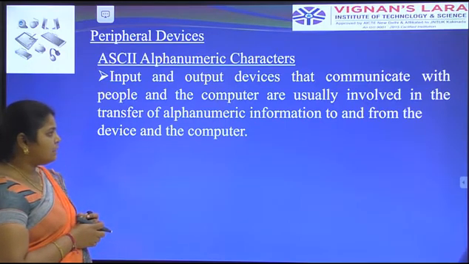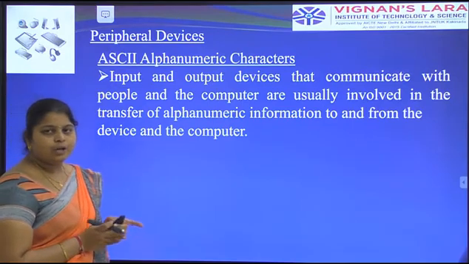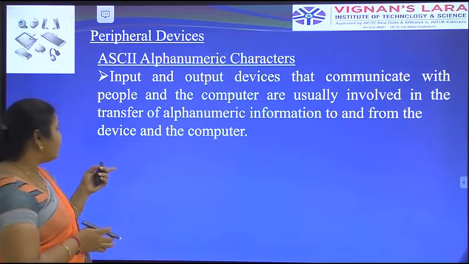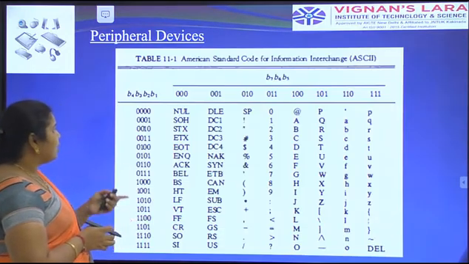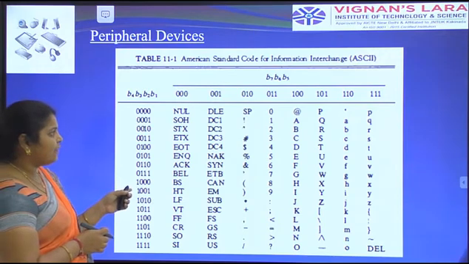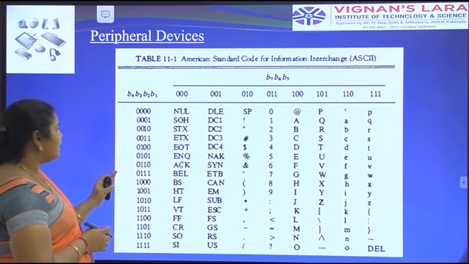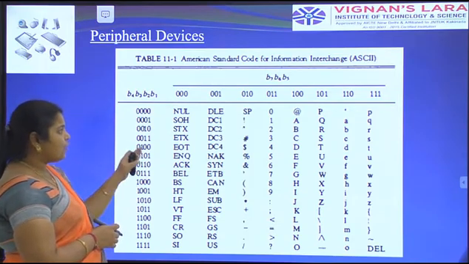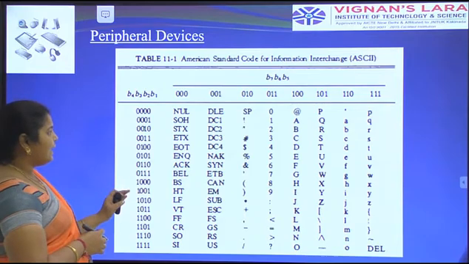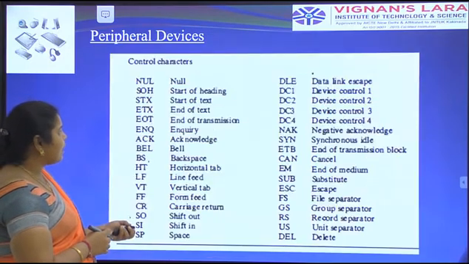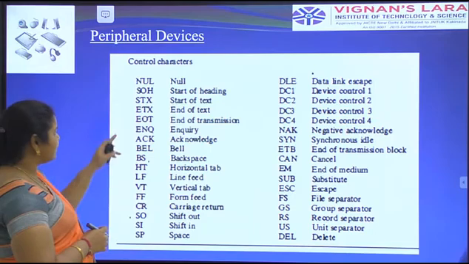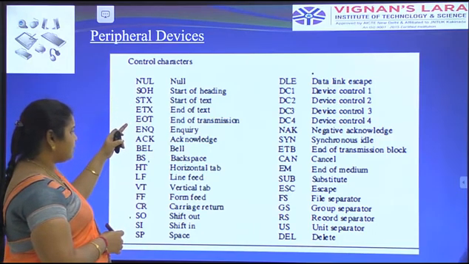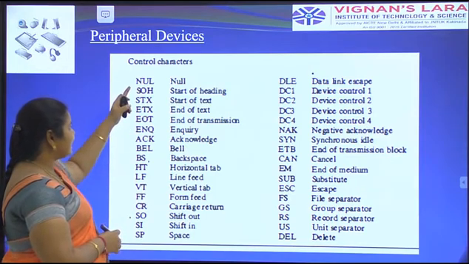Input and output devices that communicate between people and the computer are usually involved in the transfer of alphanumeric information to and from other devices on the computer. The American Standard Code for Information Interchange consists of 7 bits. These are the bits or symbols available in the computer. The control characters are: null, start of heading, start of text, end of transmission, inquiry, acknowledgement. These are the instructions.